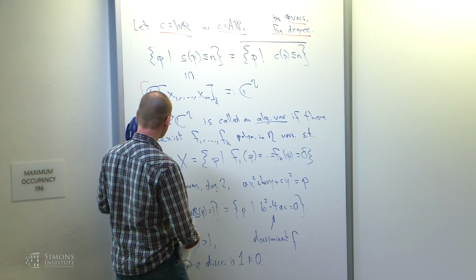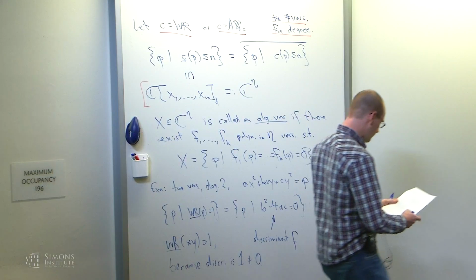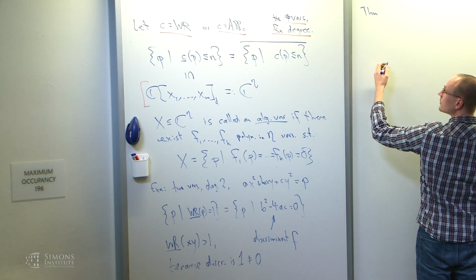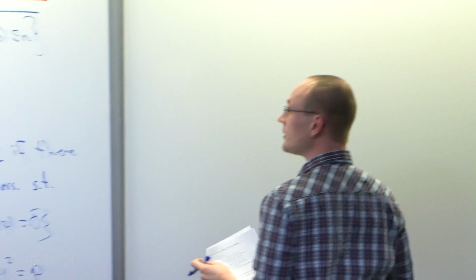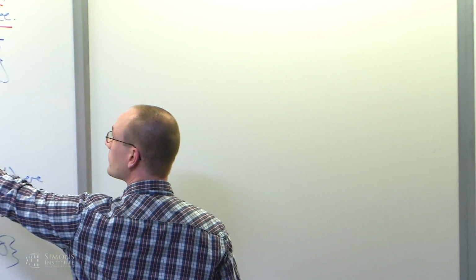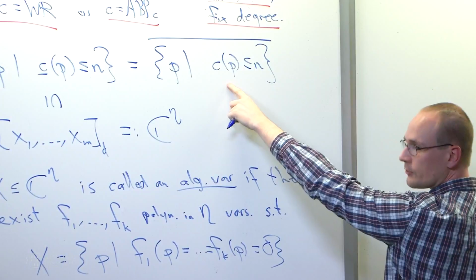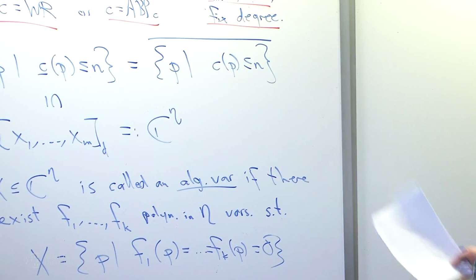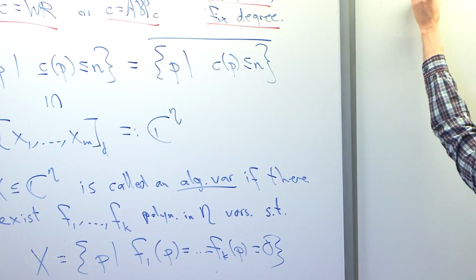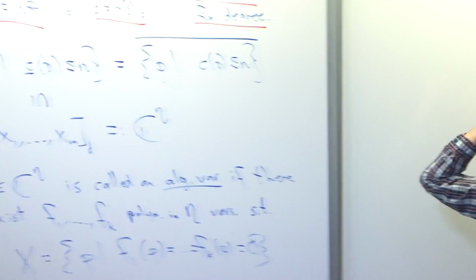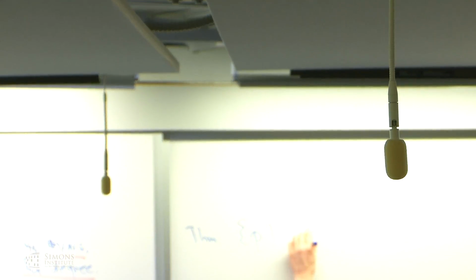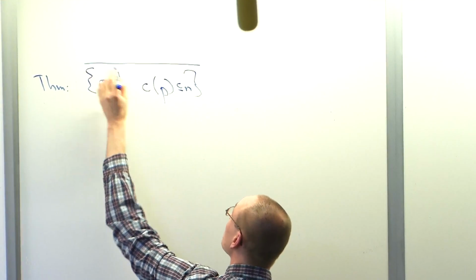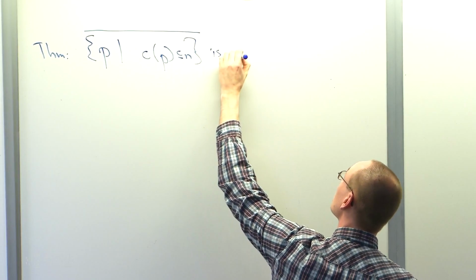So the key thing now is this theorem, and it is about the set here. We want to understand the set because we want to show for some fixed permanent that it doesn't lie in here. So we fix the degree, and we want to show the permanent doesn't lie in here. The theorem is that if you look at these polynomials whose complexity is at most n, and you close it, this is an algebraic variety.